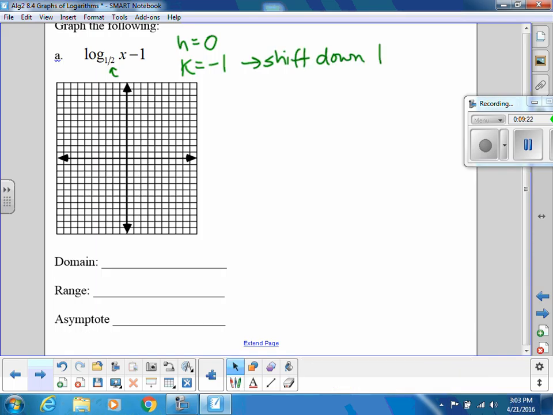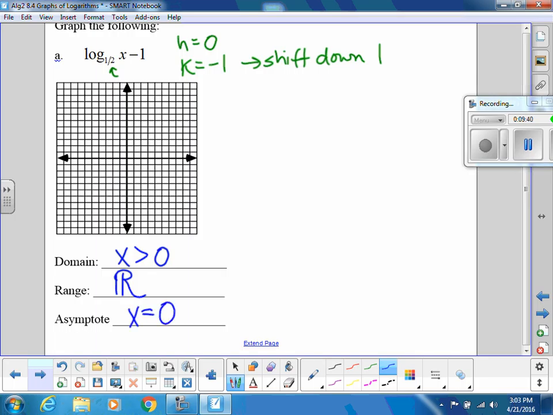Okay. And as far as our domain, we just said that our domain has to be x is greater than our h value, which is 0. Our range is always going to be all real numbers. And our asymptote is x equals whatever our h value is. So here it's going to be 0. So I know I'm going to have that asymptote right there at x equals 0. So when I'm making my table, I shouldn't try to plug in a negative number or 0 for x. Okay? We're going to be plugging this into this function.